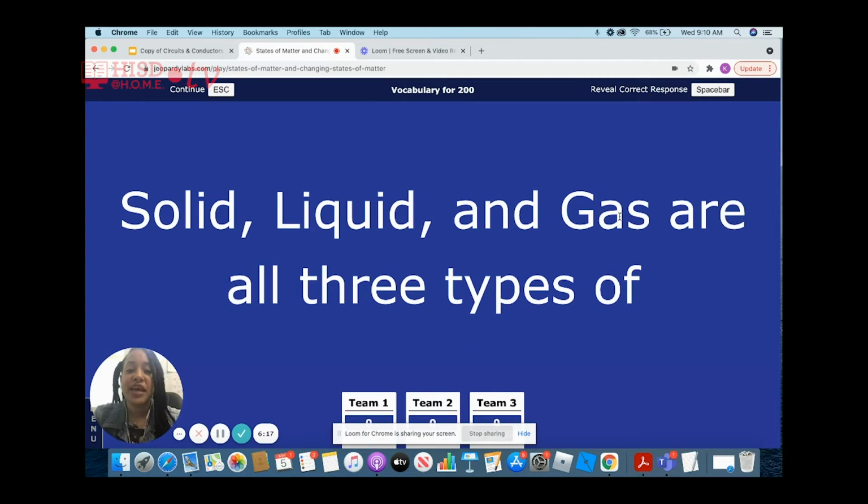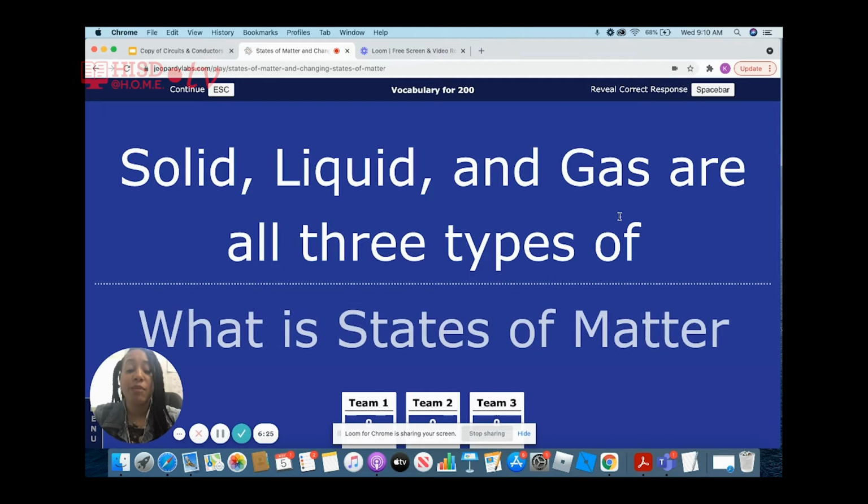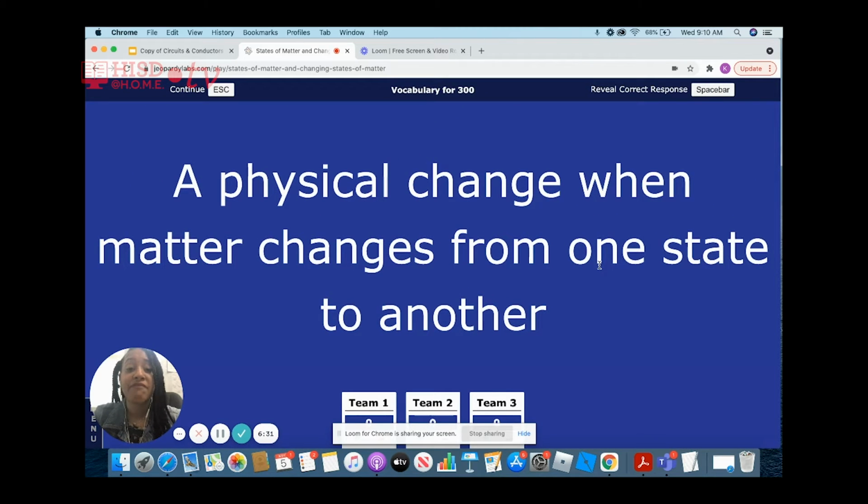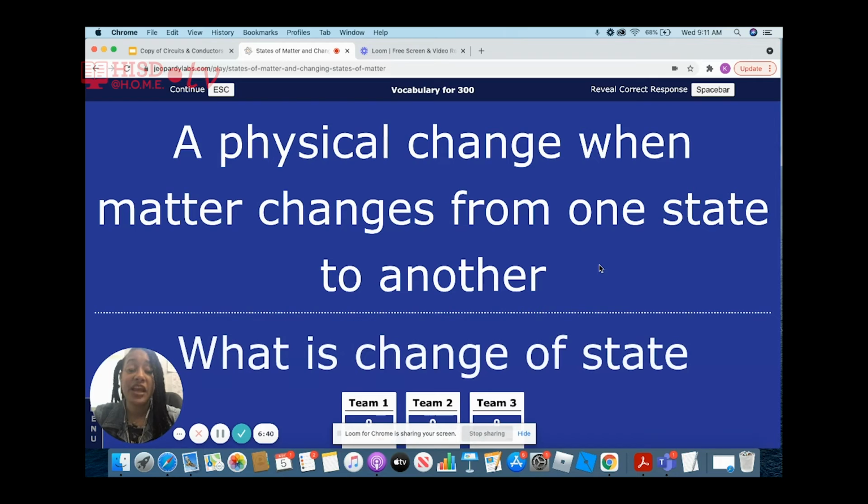Vocabulary for 200. Solid, liquid, and gas are the 3 types of. Yes, a solid, a liquid, and a gas. They all represent the states of matter. Vocabulary for 300. A physical change when matter changes from one state to another. Perfect. We would call this the change in states.